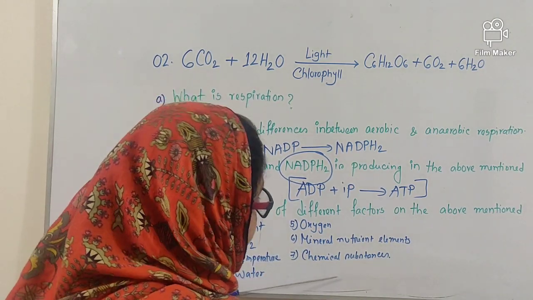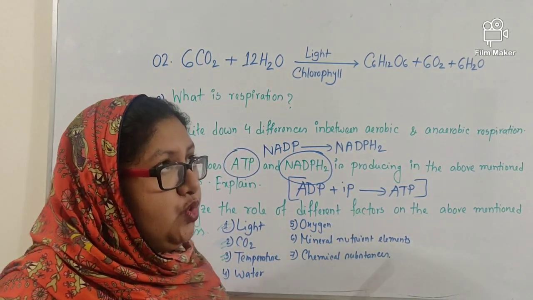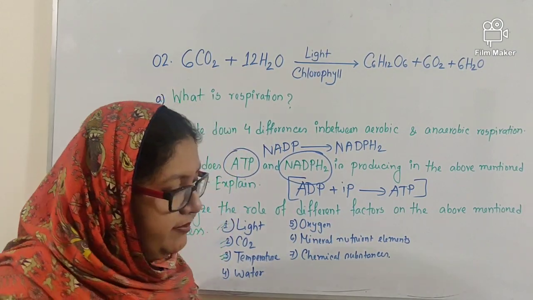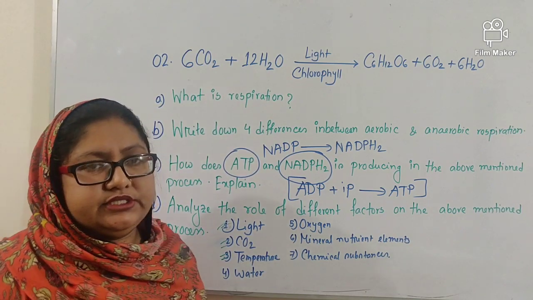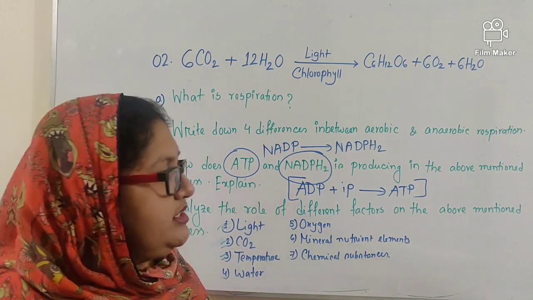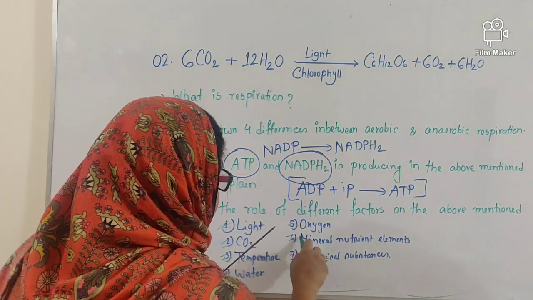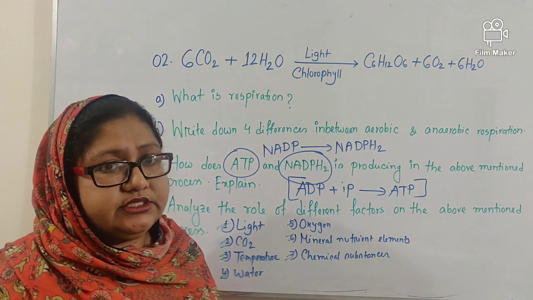And last of all, chemical substances. There are different types of chemical substances such as chloroform, hydrogen sulfide, methane, or other gases which hinder the rate of photosynthesis. So my dear students, these 7 points are the external factors of photosynthesis.